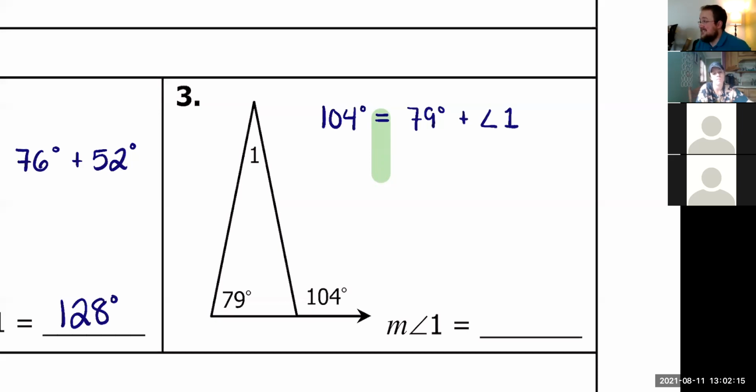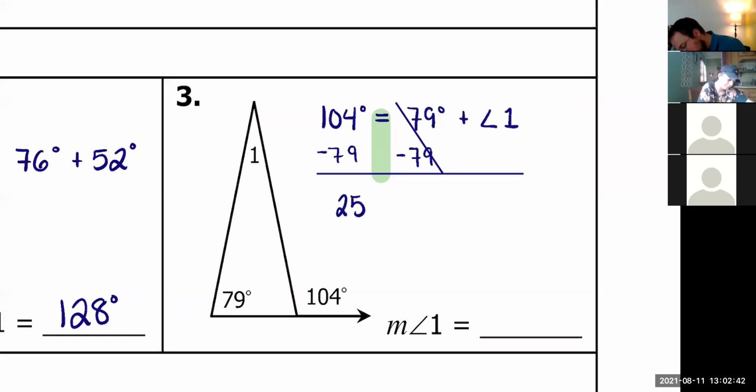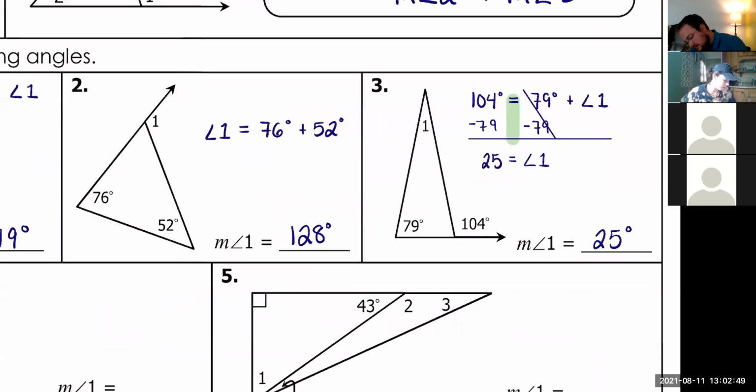You would subtract it. So yes, the relationship does deal with addition, but depending on where your missing value is, that may change how you solve for it. So I want you more focused on setting up that relationship. Don't just assume that it's always adding. So yeah, we would subtract the 79 from both sides. And what do you end up getting? 25? Good. So angle 1 is 25 degrees.